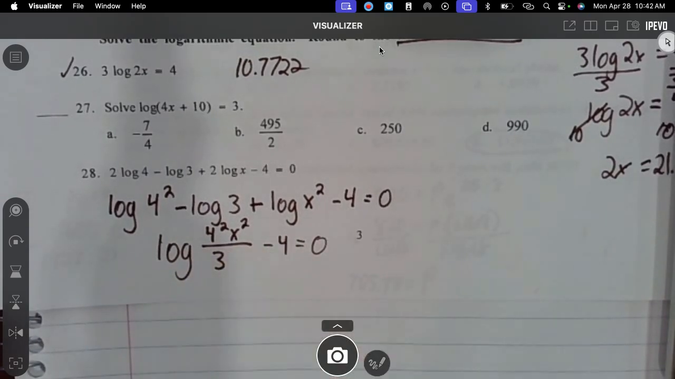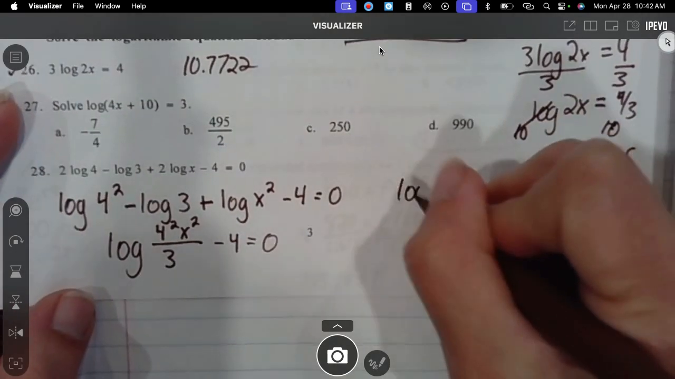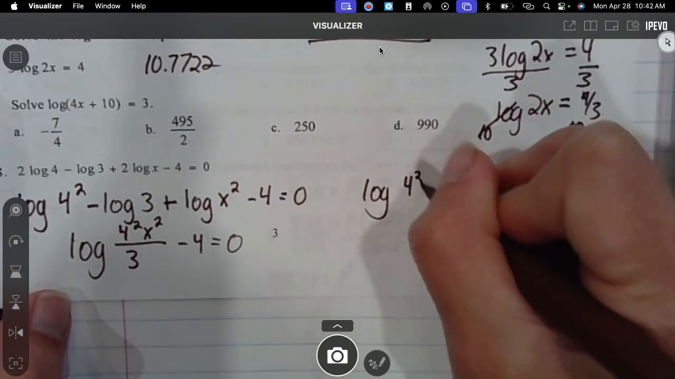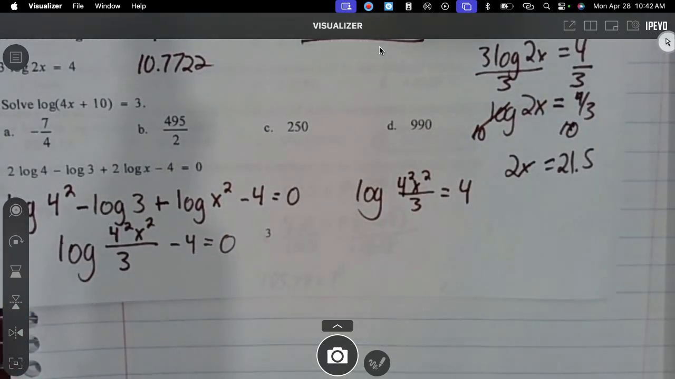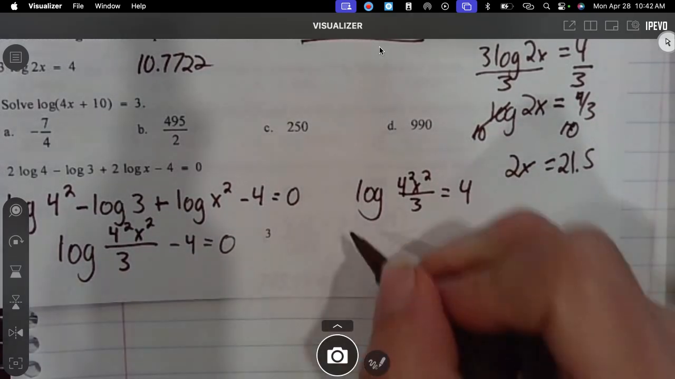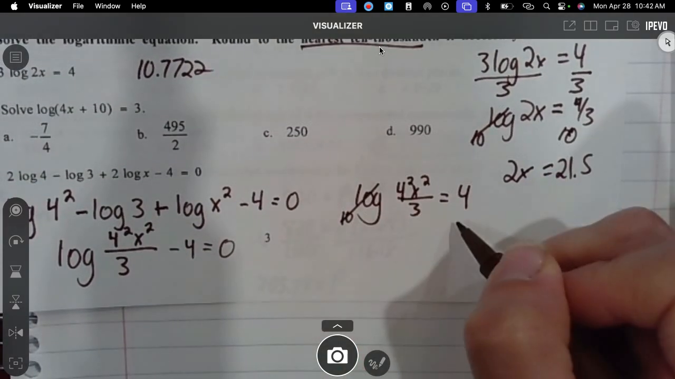This minus 4, we just need to get it out of there. What would I do with that? Let me just move it to the other side. Equals 4. How do you get rid of a log? Base 10. It keeps going. We have to solve it.